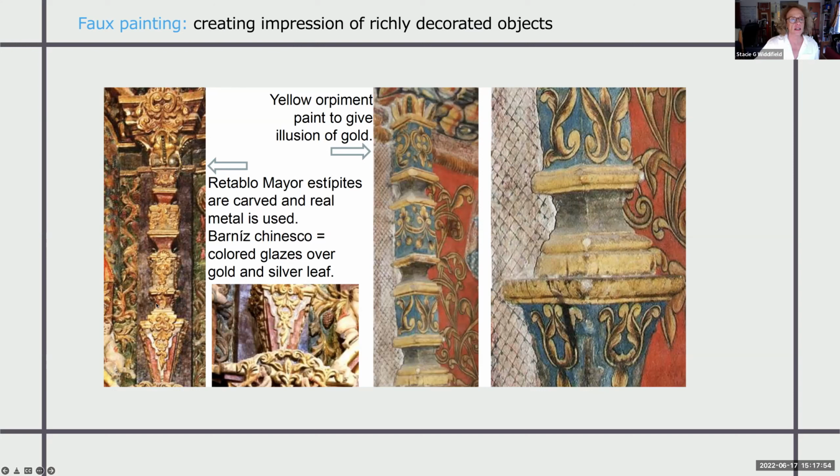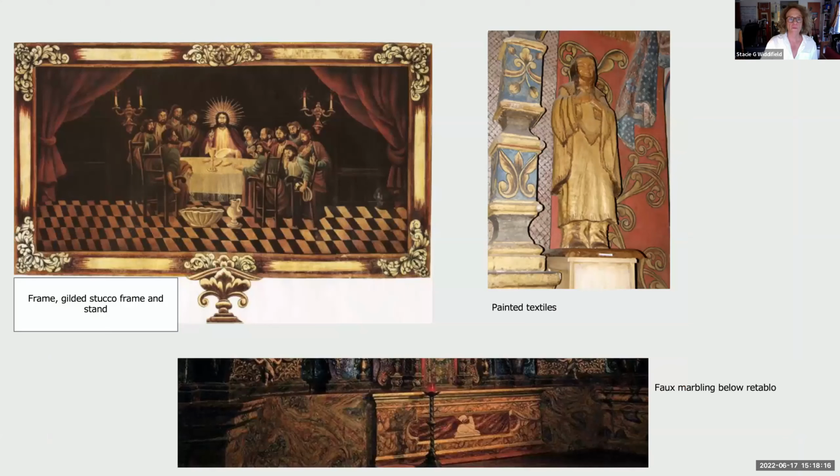If we look here, these are the estipites around the high altar. They're carved, and the gold and silver leaf is real. Over here, you have estipites right next to it, but it's painted to give the illusion of gold, using orpiment, a yellow kind of paint. This is not something that you typically see in the major churches in Mexico City or around. Here's another example, painted cloth. You can see here, again, the painted curtain, the painted frame. And over here at the high altar, you see this painted faux marbling below that.